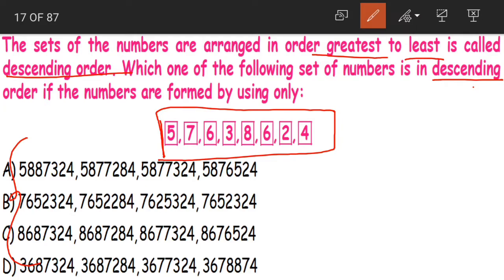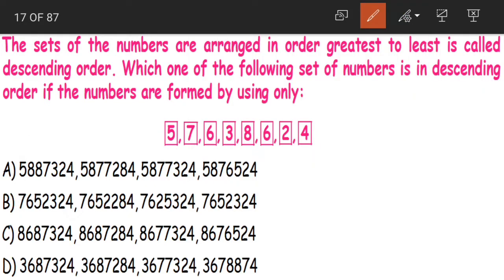5, 7, 6, 3, 8, 6, 2, 4. Okay, children? Now what should we do? Of these numbers, which is the largest digit? 8. Yes or no? So the first number will have 8 in the first place, that is, in the highest place value. Now if you look at the given options, option C is having 8 in the highest place. Yes, all the numbers are having 8.